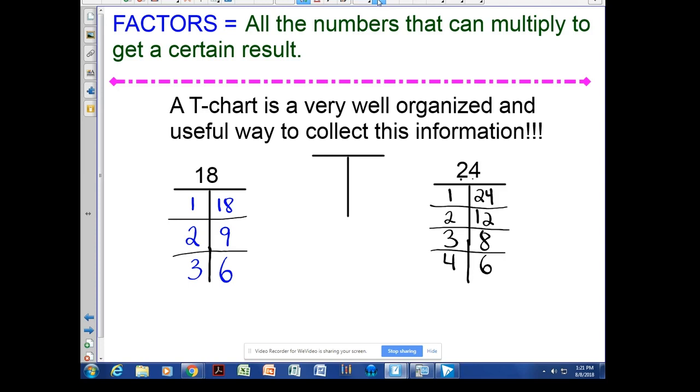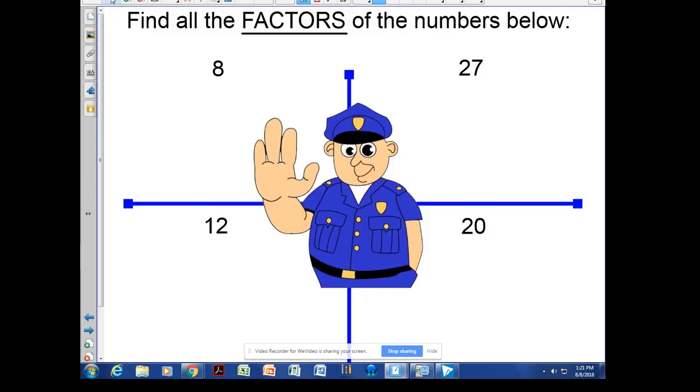Let's continue. Go ahead and see if you can find the factors of these 4 different numbers for a little bit extra practice.